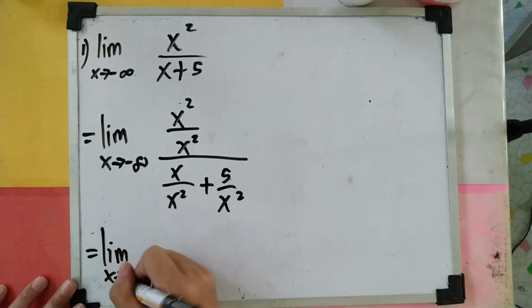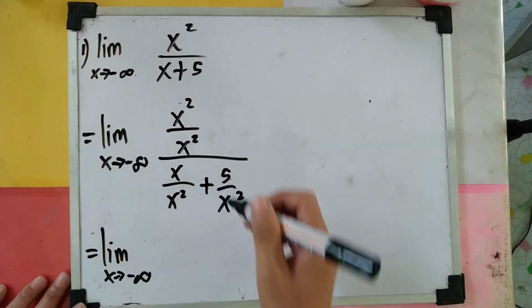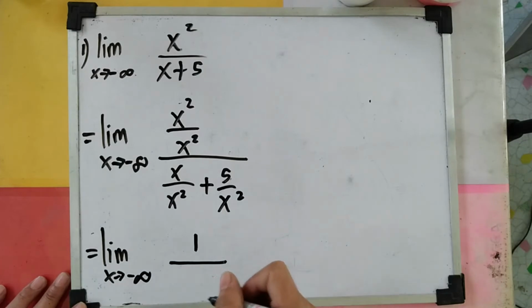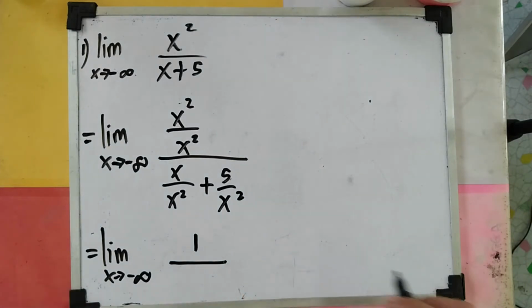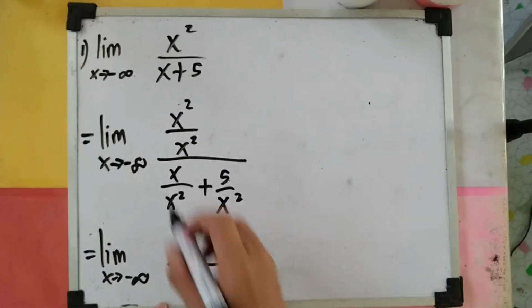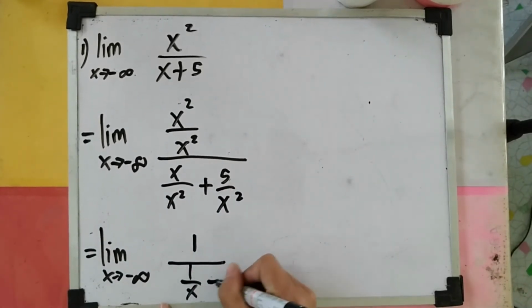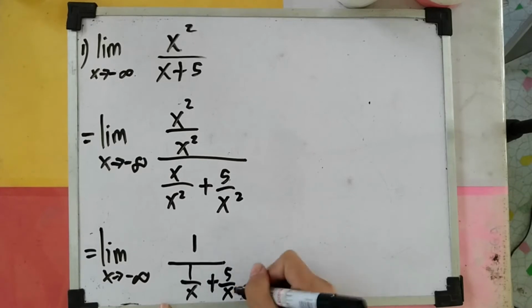Sulat ko muna to. X squared over x squared, that's 1. Tama? X over x squared, that's 1 over x plus 5 over x squared.